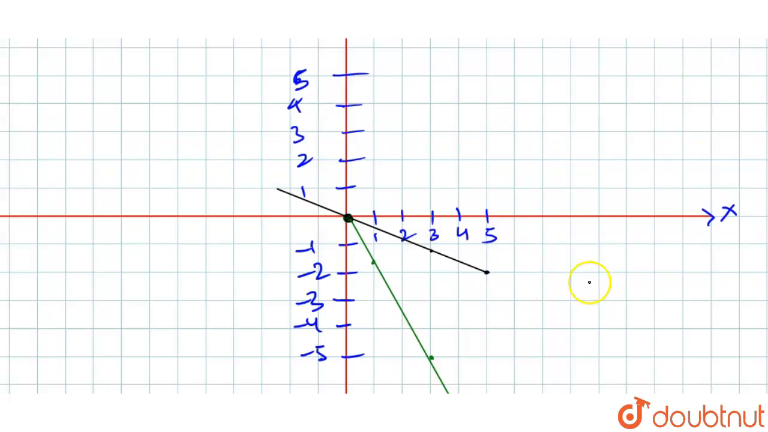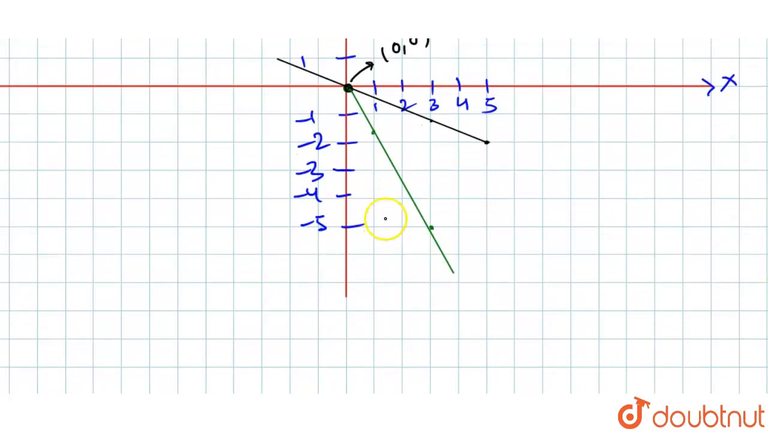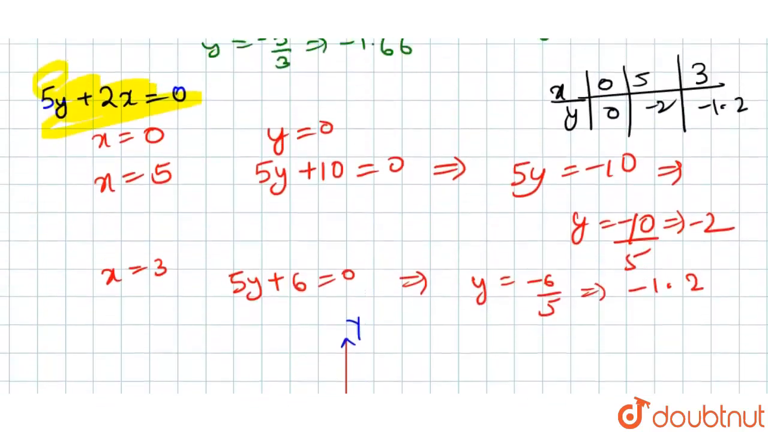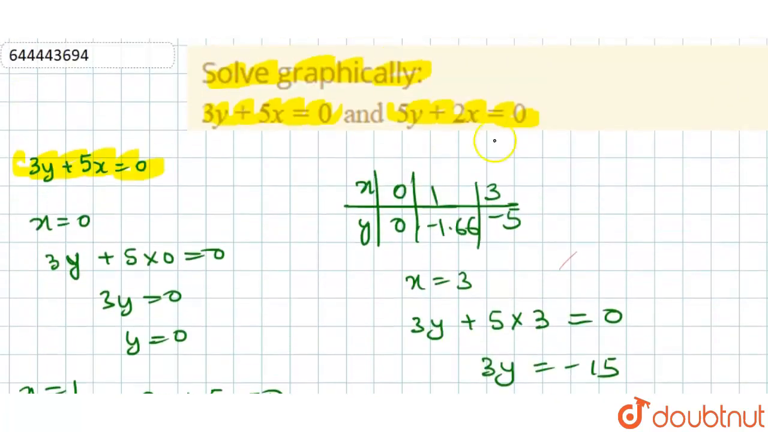Now we can see that the intersecting point of these two lines is x and y equal to 0, 0 only. This is the intersecting point of these two equations. The first equation is 3y plus 5x is equal to 0, so we will write its name here. And the second equation is 5y plus 2x is equal to 0. We can see that these two lines are intersect at point 0, 0, which is the origin. So the solution for these two equations will be x is equal to 0 and y is equal to 0. So that is our final answer.